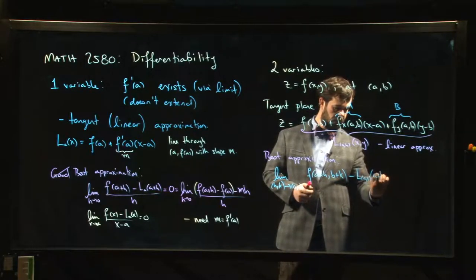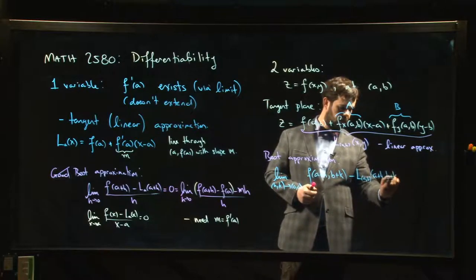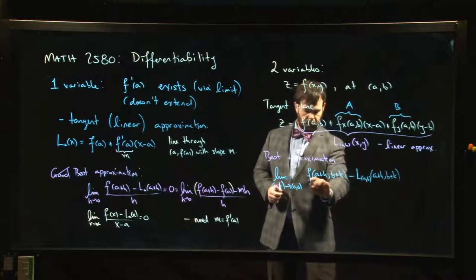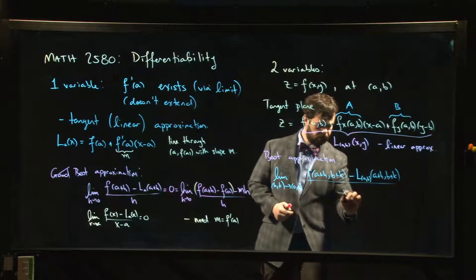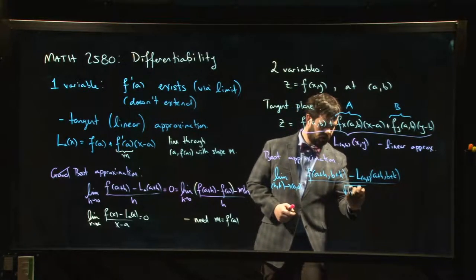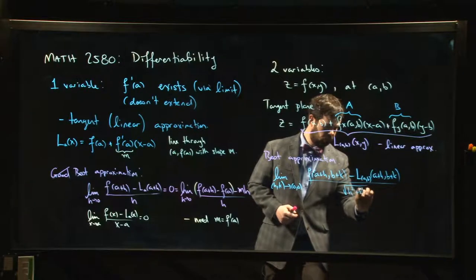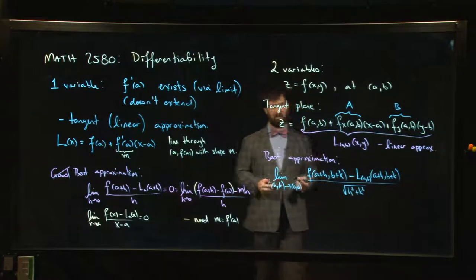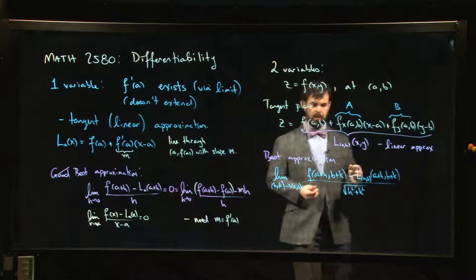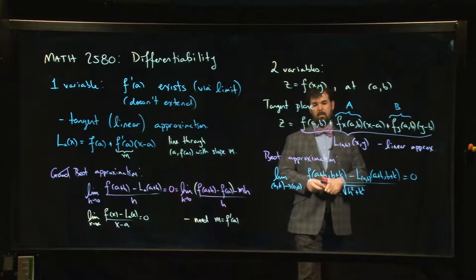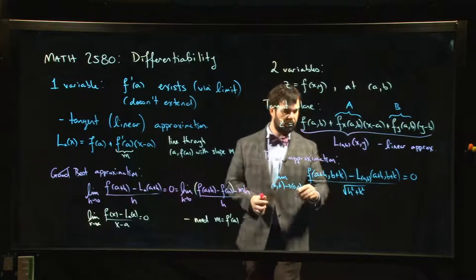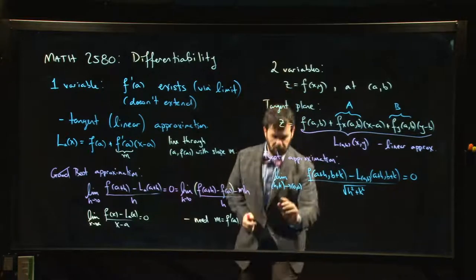at a plus h, b plus k. I want that difference to go to 0. And I want it to still go to zero after I divide by the magnitude of h squared plus k squared. Right? I want that limit to be zero. But again, if you think about what you're dealing with here, what does this limit actually look like?